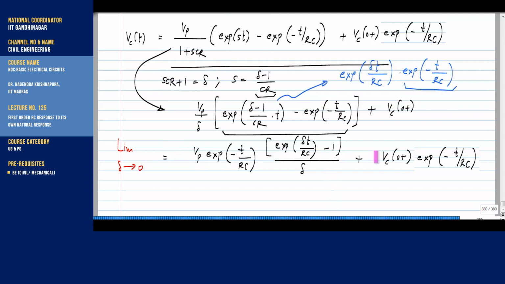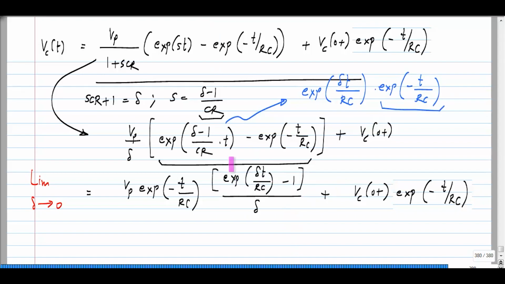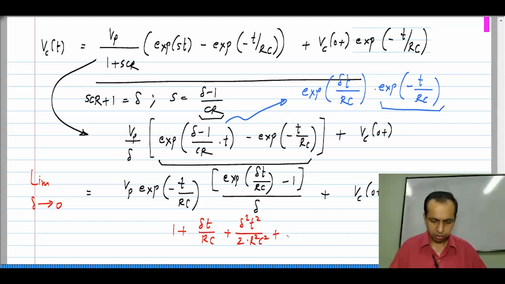In this form, it turns out quite easy to do that. I am sure you are probably already familiar with this limit. You may have taken it in some other basic class when you learnt about limits and so on, but I will do it here. So, one of the ways to do it is to expand this exponential in a power series. So, we get 1 plus delta t by Rc plus delta square t square by 2 times R square C square plus higher order terms involving delta t cube, delta t to the 4 and so on, and finally, we have minus 1 coming from there.